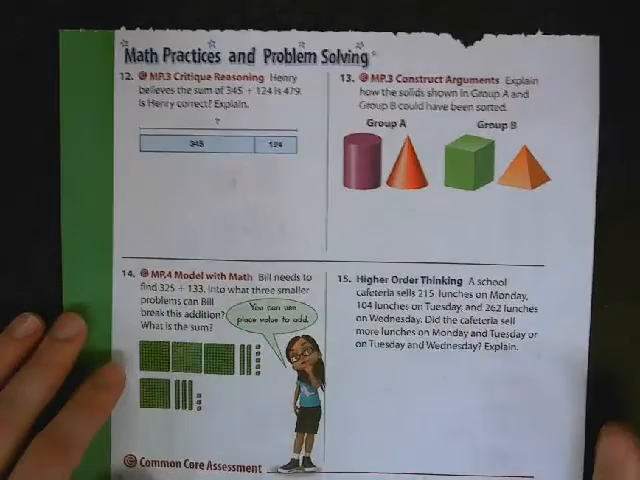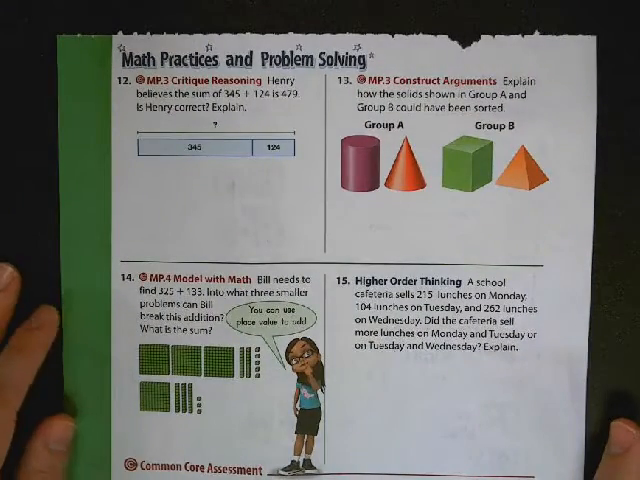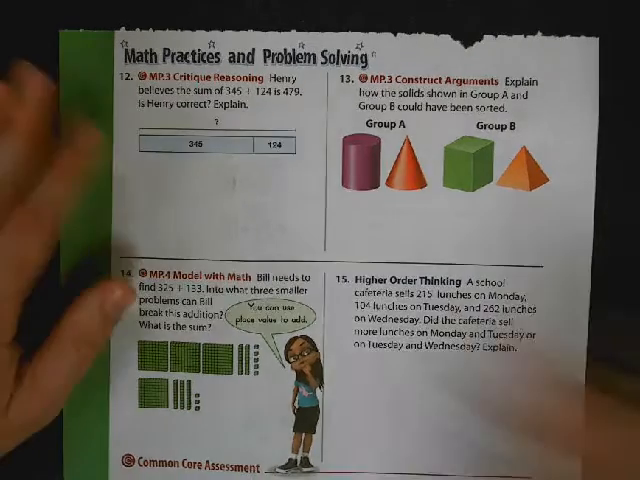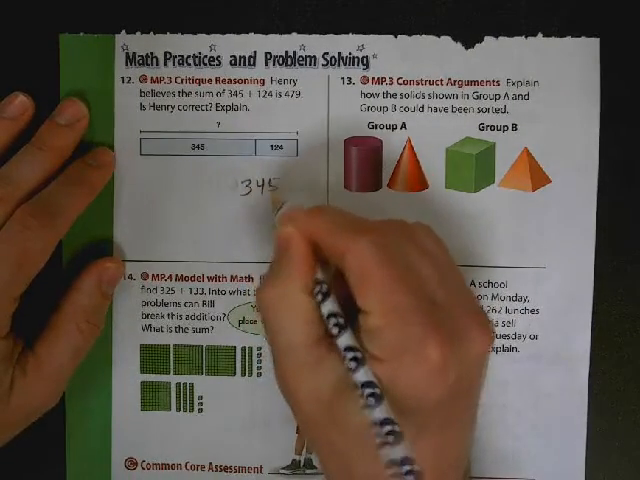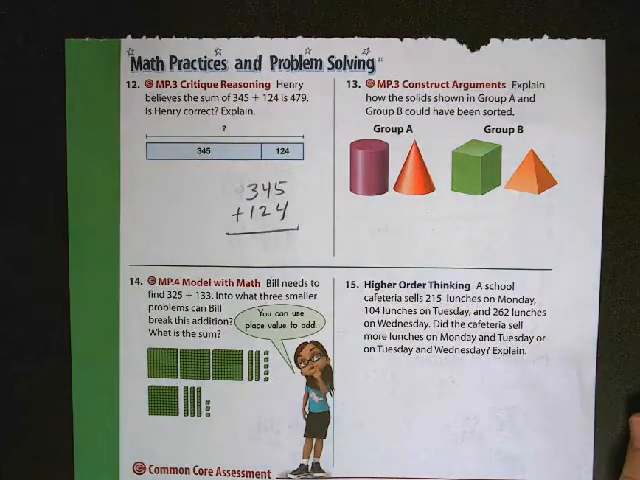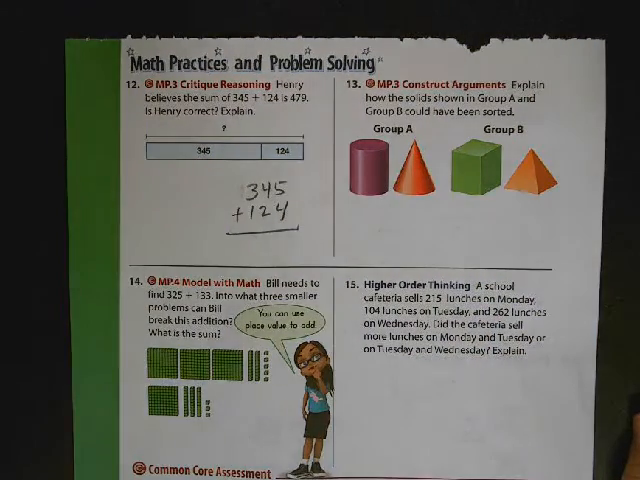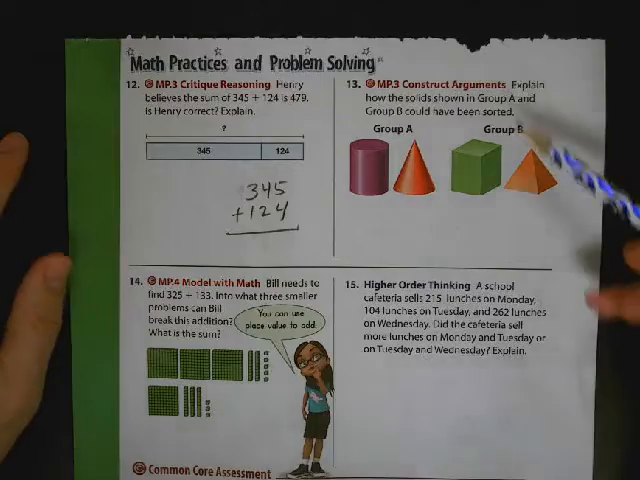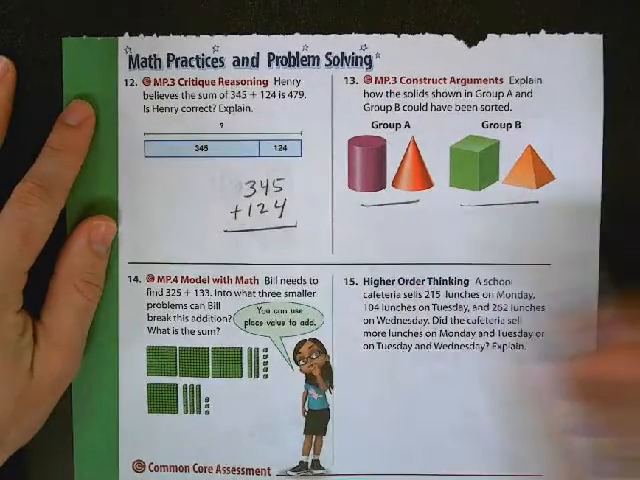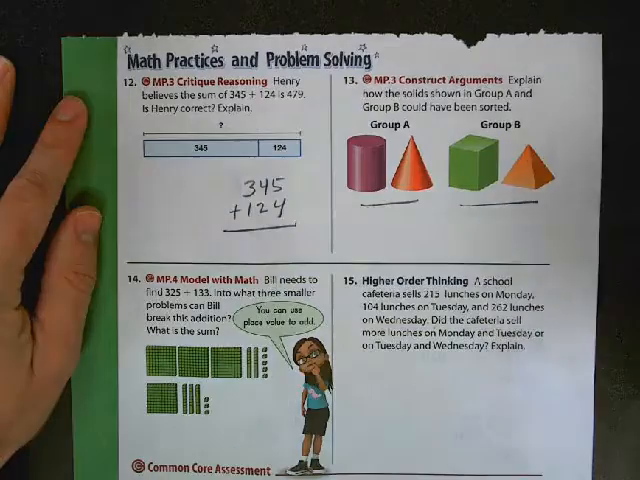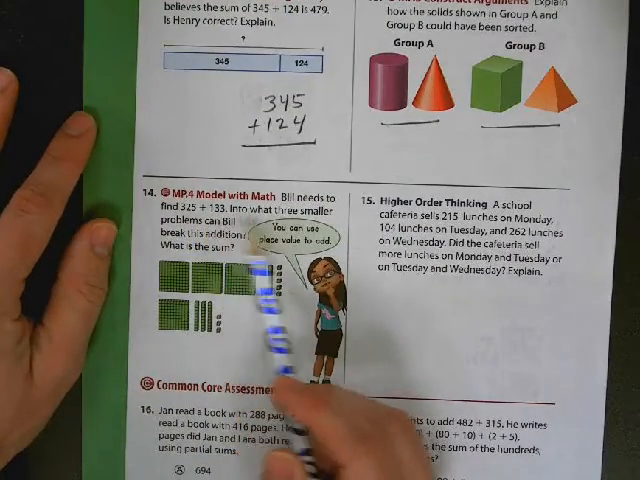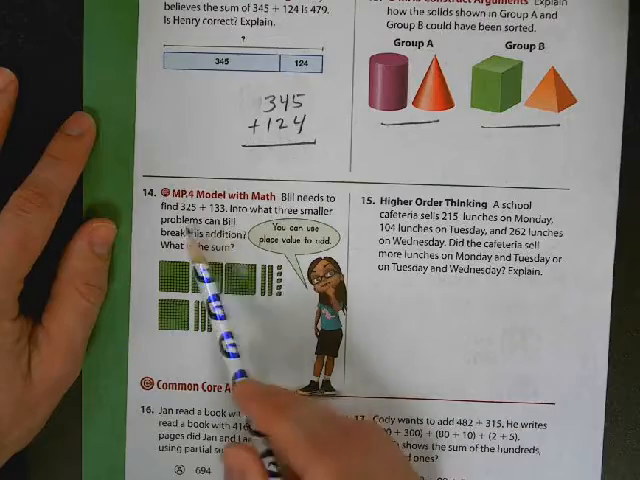Little review on the back. It says Henry believes the sum of 345 plus 124 is 479. Is he correct? I'll just check it. Explain. Take a look. Explain how the shapes shown in Group A and Group B could have been sorted. How are they sorted here? Explain. They are sorted by blank because. In the middle, it says Bill needs to find 325 plus 133. Into what 3 smaller problems can he break this addition?